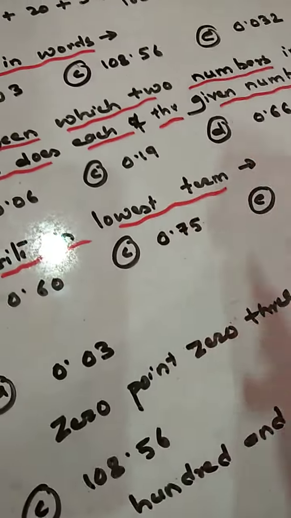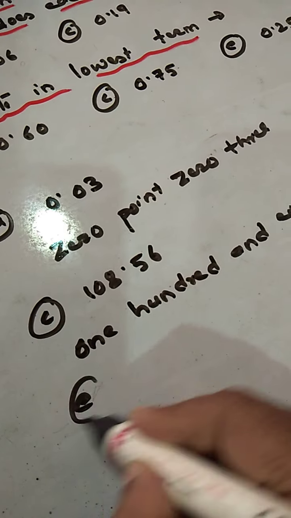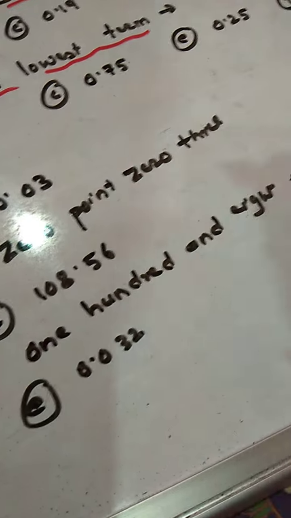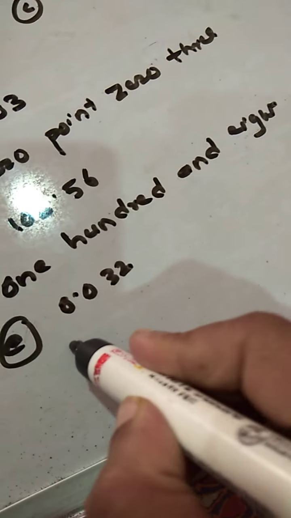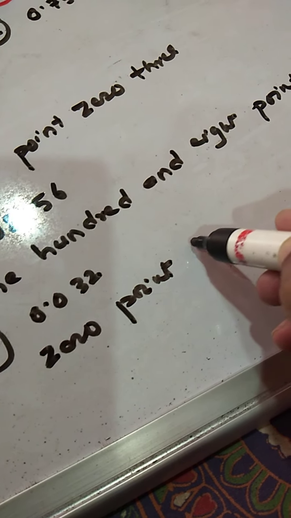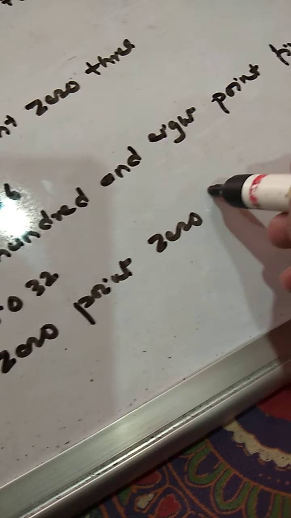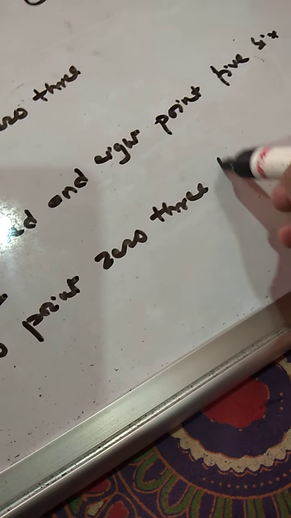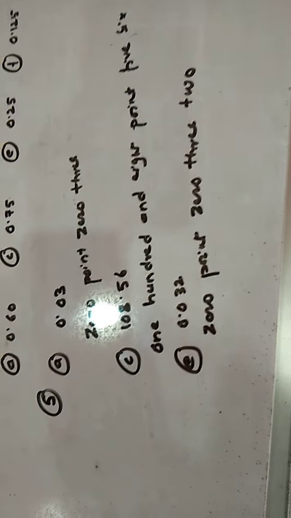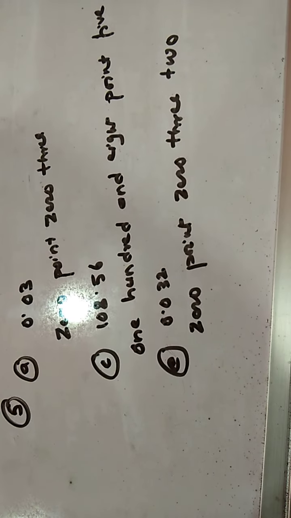0.56. It's as easy as this. Okay, now what is sum number E written? Sum number E is 0.032. So what you have to write? The same thing, 0.032. Okay, so this is the solution of sum number 5.